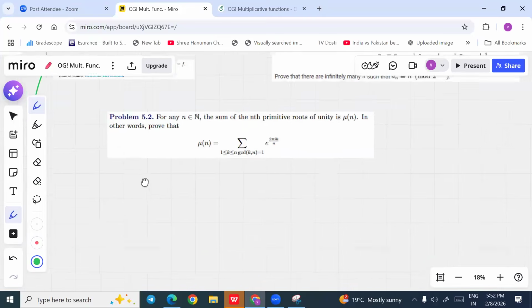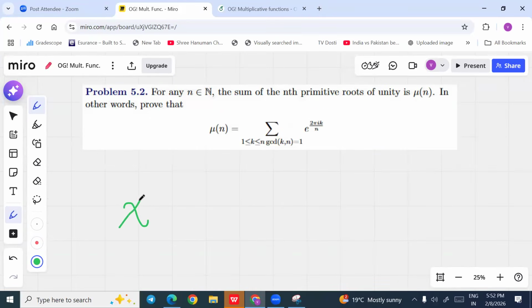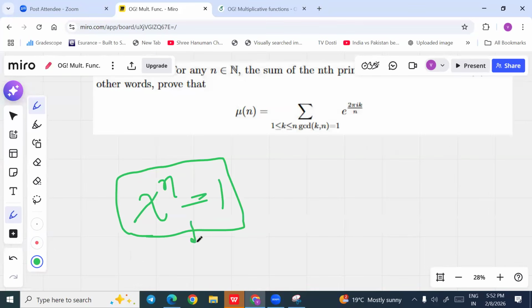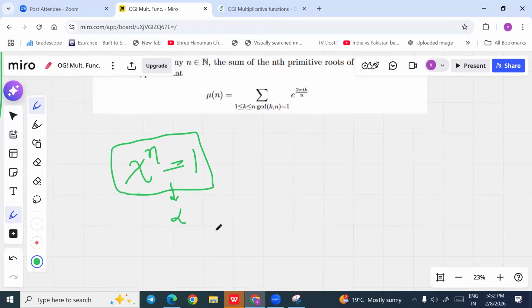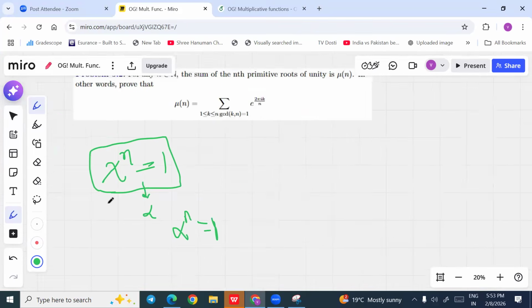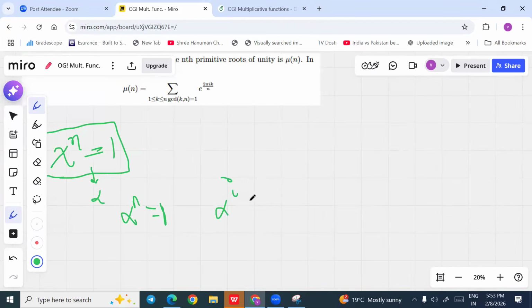So we'll define the roots of the equation x^n = 1 as the roots of unity. A root of this equation, let's say alpha, is called a primitive root of unity if alpha^i is not equal to 1 for all i less than n. So basically n is the first time that alpha to the power something gets 1. If that's the case, then you say that alpha is an nth primitive root of unity.